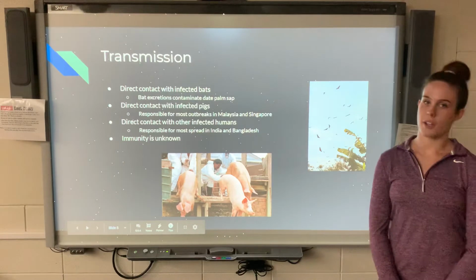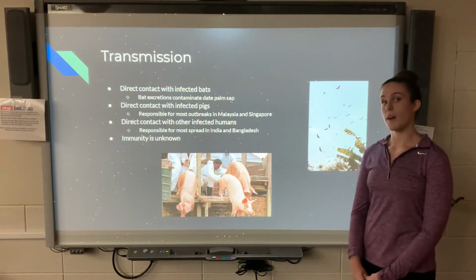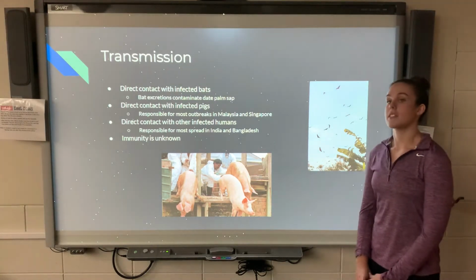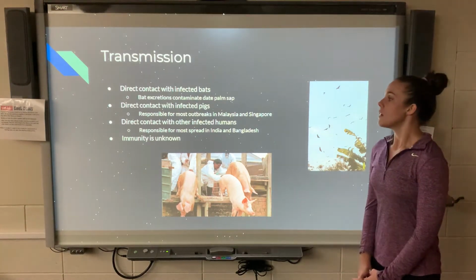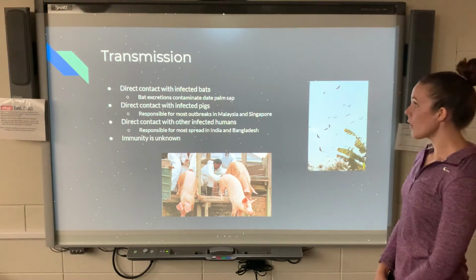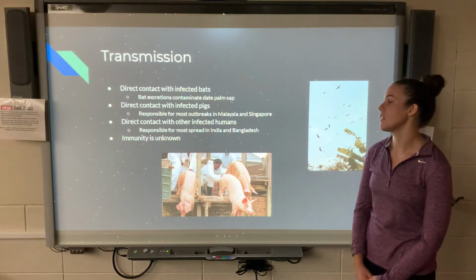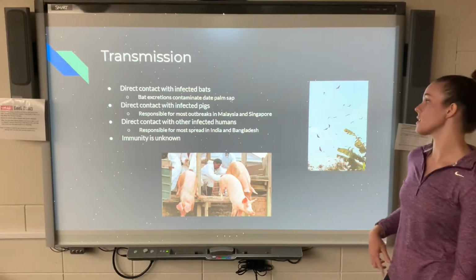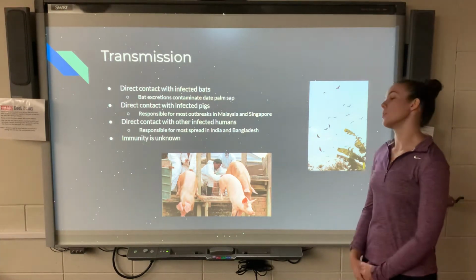So the disease can typically be transmitted in 3 different ways. Like I said, the infection probably started with a bat, and the bat then transferred the disease to a pig, and the virus mutated in the pig and was able to transfer to humans. The transmission to humans can come through direct contact with infected bats. It can happen with bat excretions that contaminate raw date palm sap that humans ingest.